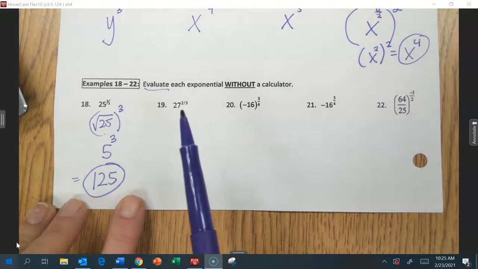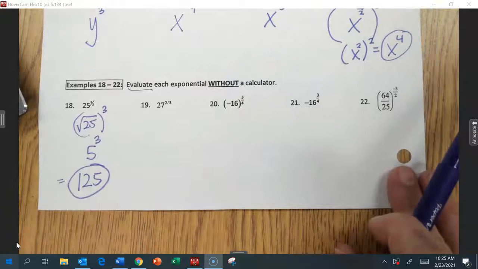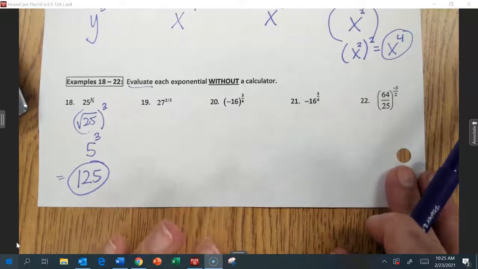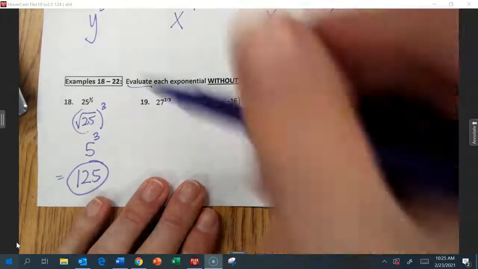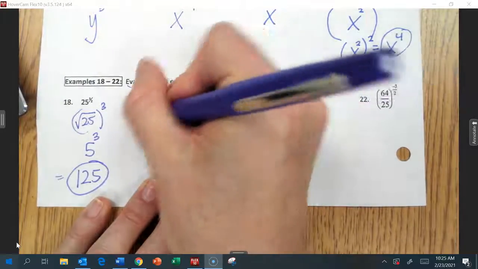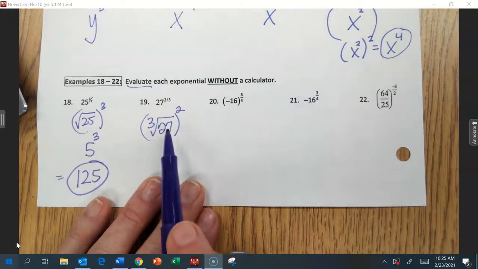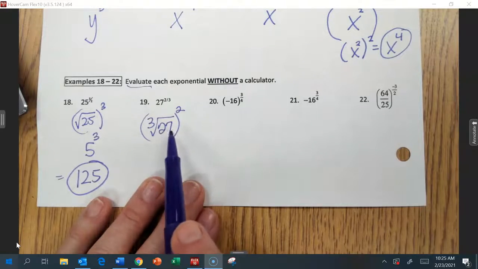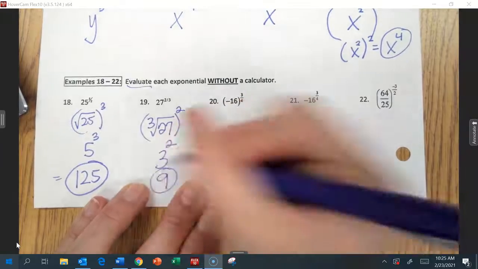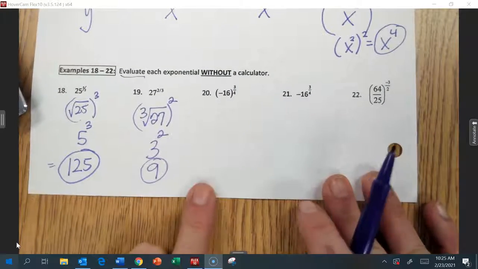What you may want to do is pause the video, try the last 4 on your own, and then come back and check them, okay? So you can pause, go at the pace that you need. So number 19, this would be the cube root of 27 all to the second power. Well, what times itself 3 times gives us 27? Well, that's 3, and then 3 squared is 9. So I think you're kind of catching on to why you don't need a calculator.